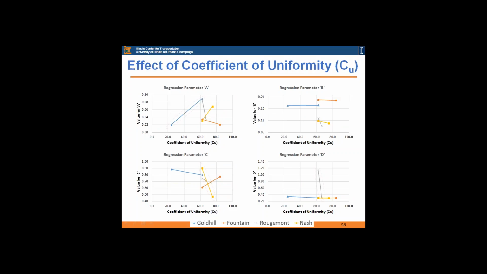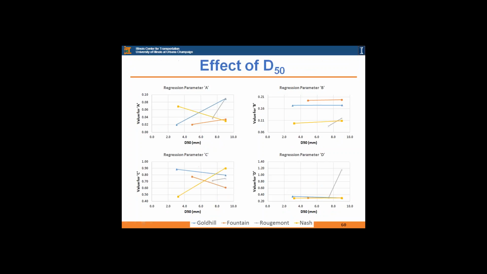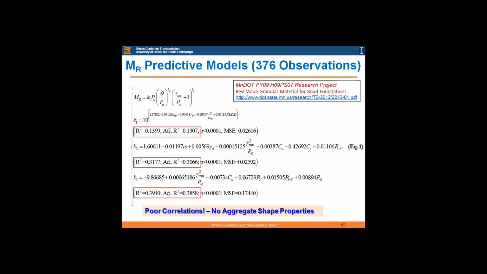So we still have variabilities here, and I think the best way to go about this is to test more materials in order to have a bigger data set and be able to have good correlations between the effect of material properties, shape properties, and stress states on the different materials.